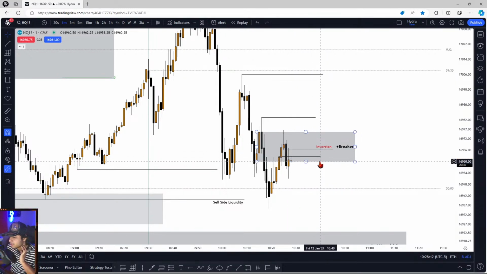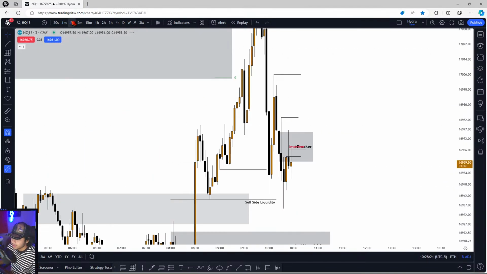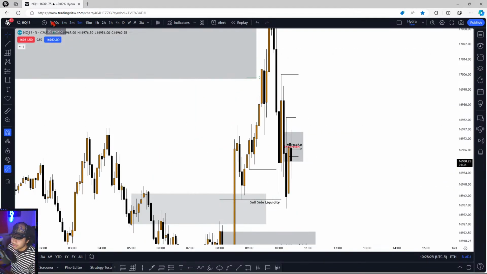So how to know if an inversion will support price higher or lower? You just look for this kind of signature in price, how the candle's body is closing. If you're not confident, you can just go to the 3-minute or 5-minute chart and stuff like that.